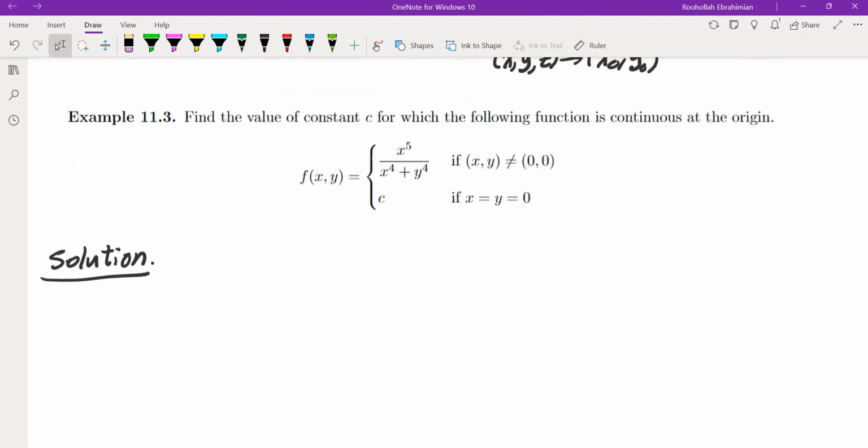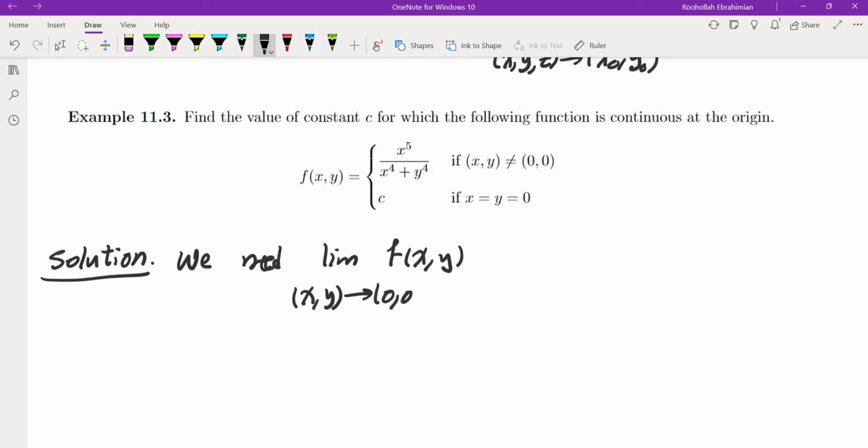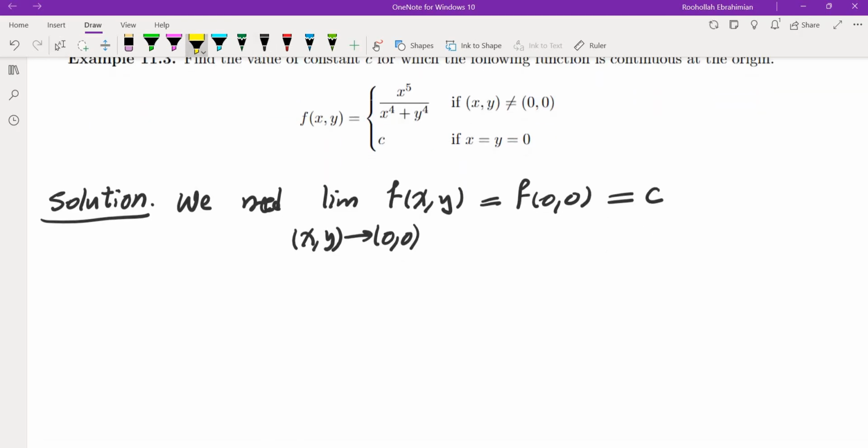Okay, so given that, we're going to solve this problem. Find the value of constant c for which this function is continuous at the origin. So what do we need? We need the limit of f of (x, y) as (x, y) approaches the origin to be exactly f of (0, 0). But what is f of (0, 0)? Well, it is exactly c, because f of (0, 0) is obtained from the bottom one. F of anything else is obtained from the top one.